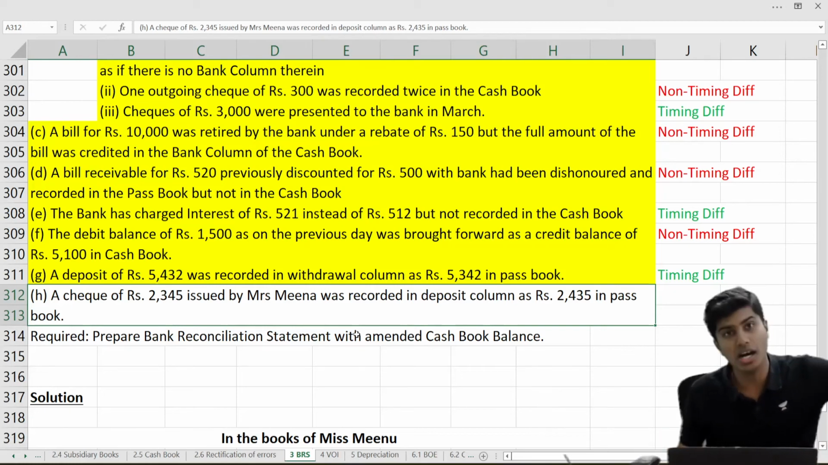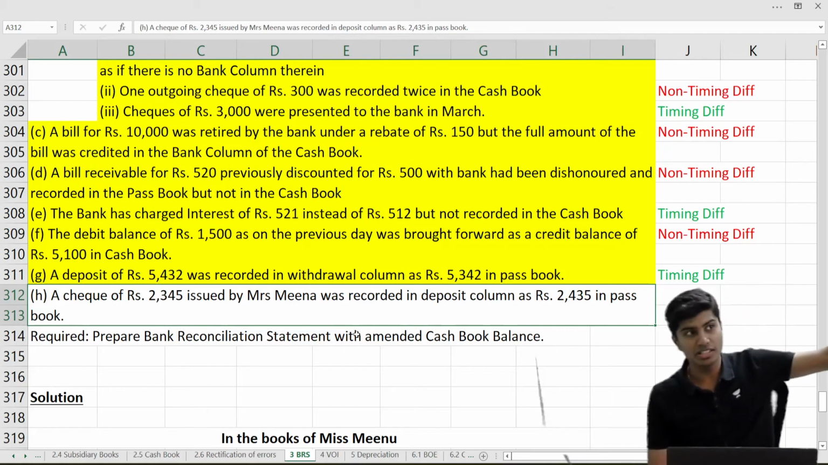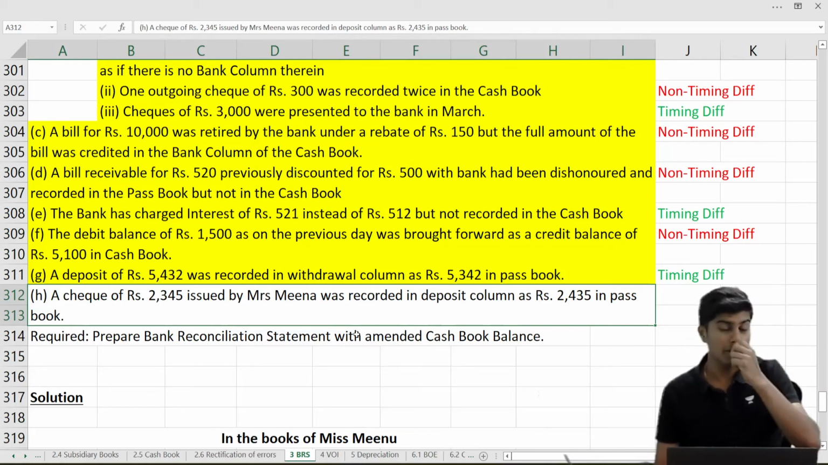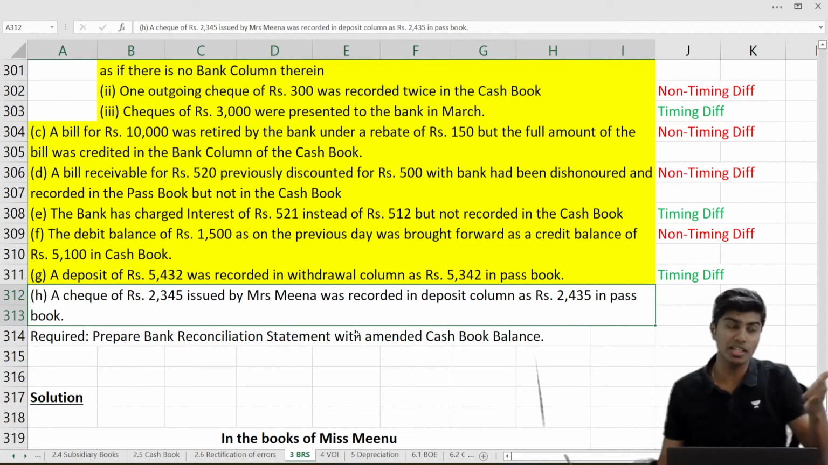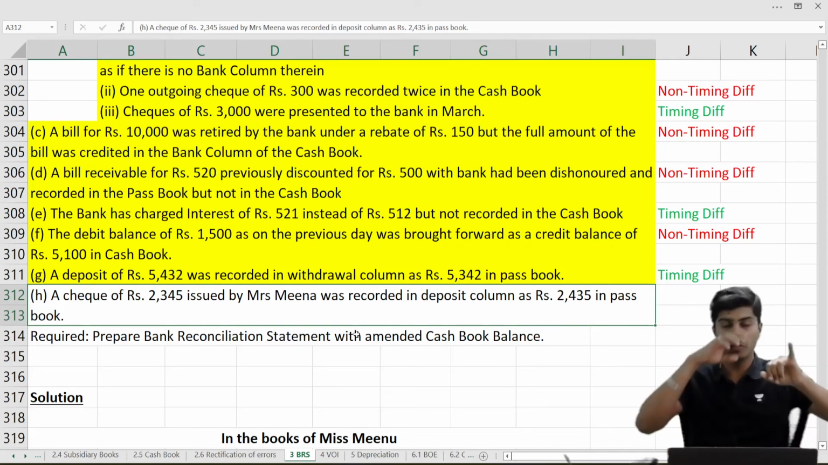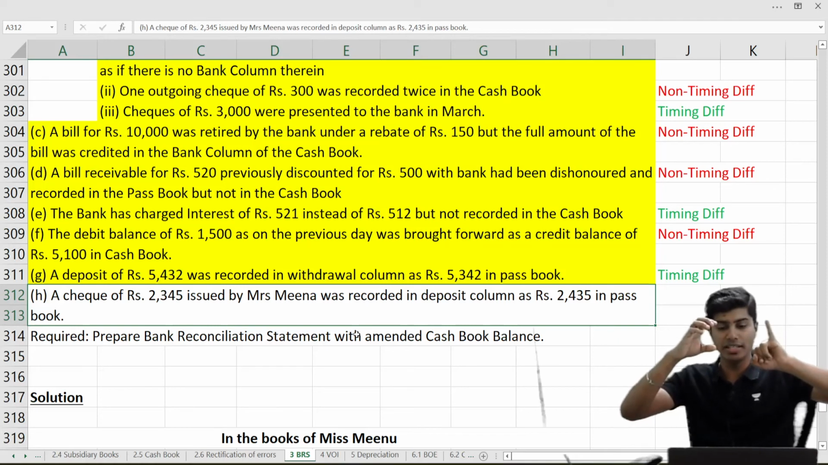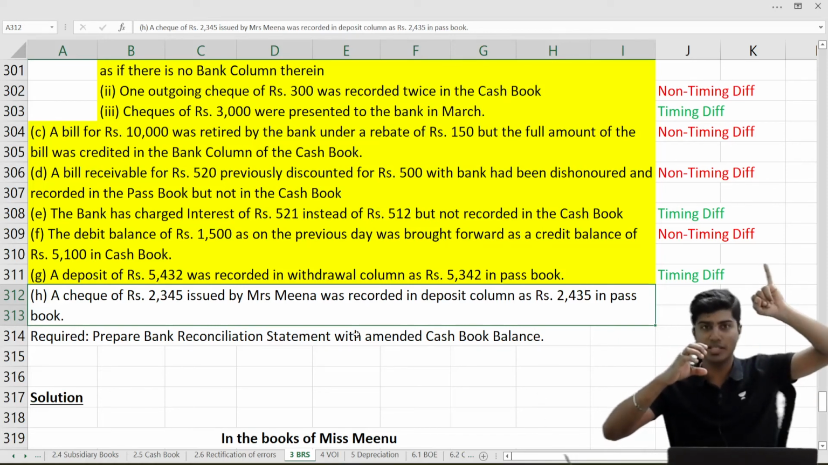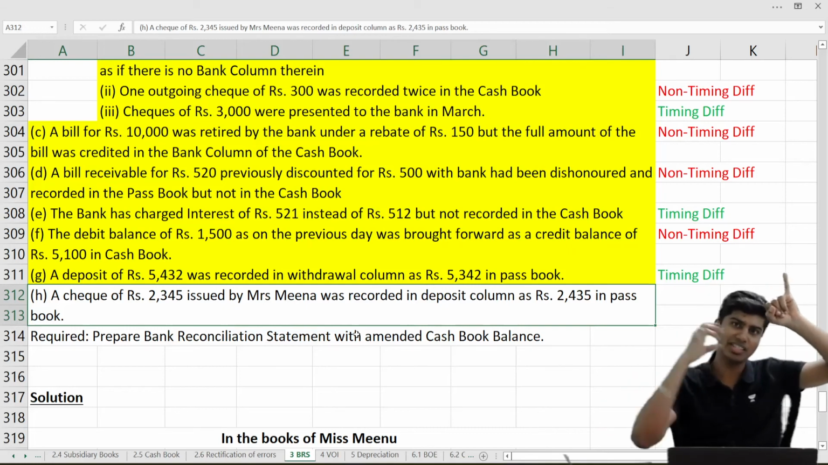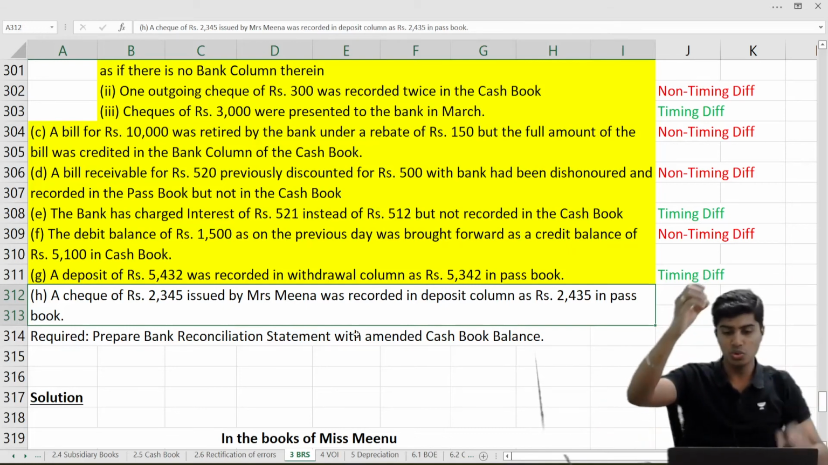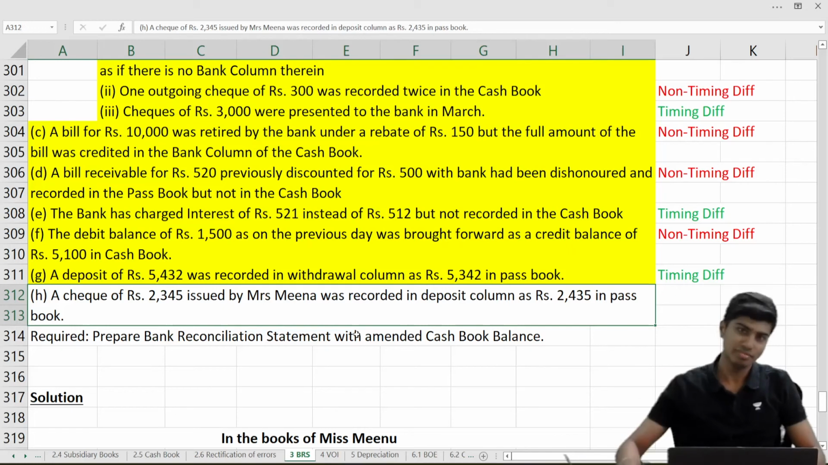Mrs. Meena presented this check to the bank saying, this is a check, please give me money. Instead of giving it to Mrs. Meena, the bank has given it to Miss Meenu, that is our customer, and increased their bank account. The passbook balance has increased by a wrong amount, but we don't care. 2435, the passbook balance has increased. We're making changes in the cash book. I should add 2435. Let me do that.